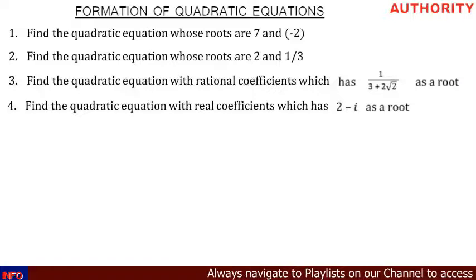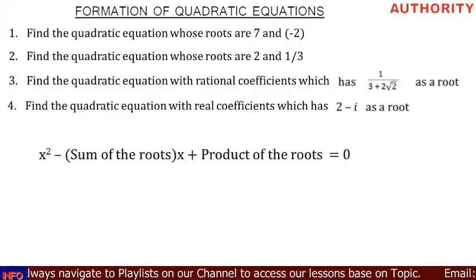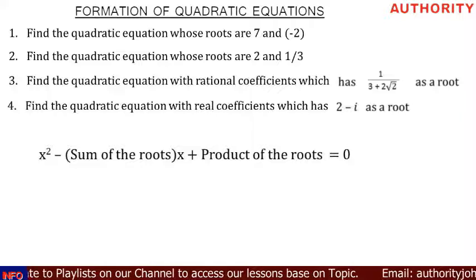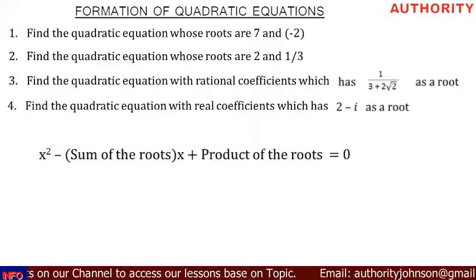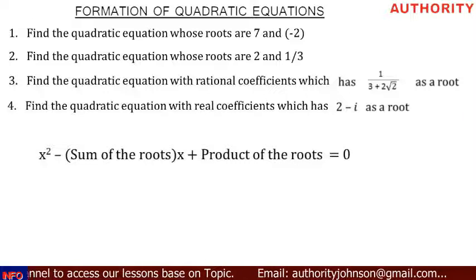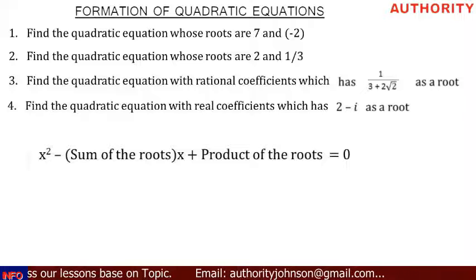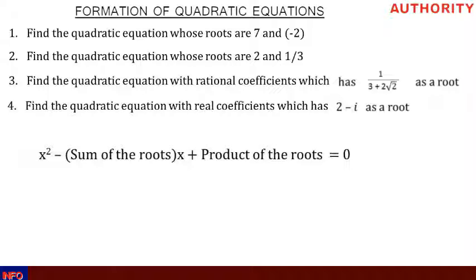Now let's go. I want to show you a very simple formula that you can use to form any quadratic equation. The formula is this: x squared minus open bracket sum of the roots close bracket x plus product of the roots equals 0. I want you to remember this. x squared minus open bracket sum of the roots close bracket x plus product of the roots equals 0.